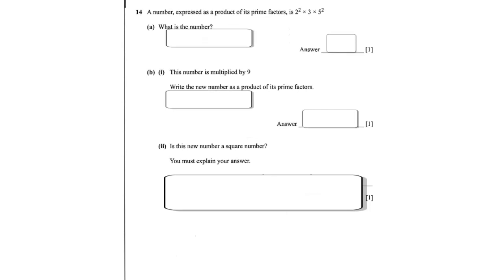So question 14 deals with prime factors. It says a number expressed as a product of its prime factors is 2 squared times 3 times 5 squared. What is this number? Now what you can do is you can either type these prime factors into your calculator and you would get your answer, or you can just work it out. 2 squared is 4, 3, and then 5 squared is 25, and just key that into your calculator. So it should turn out to be 300 as your answer.